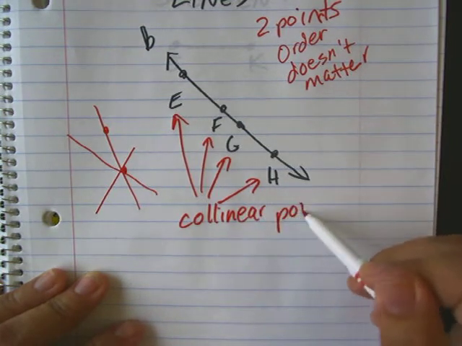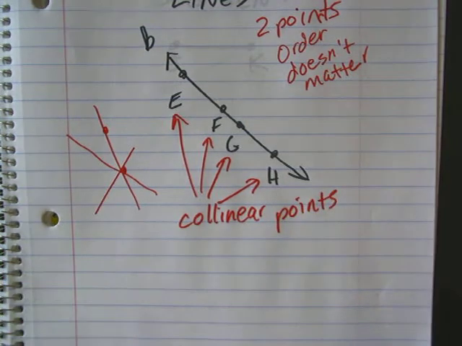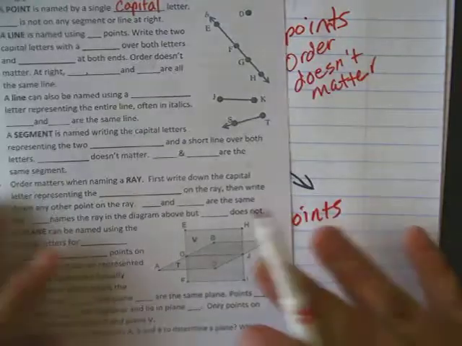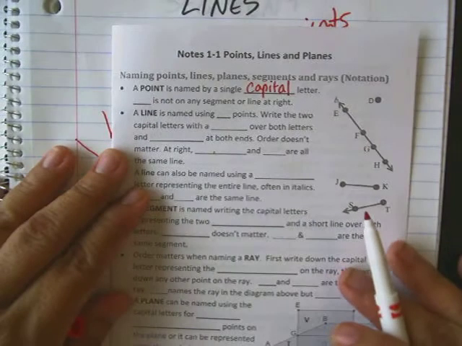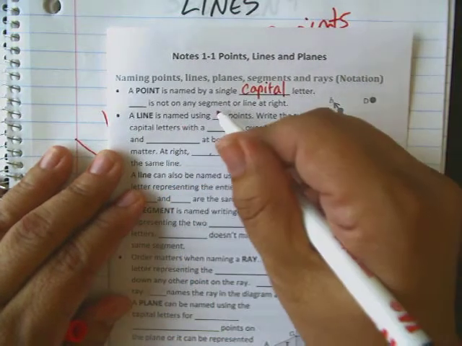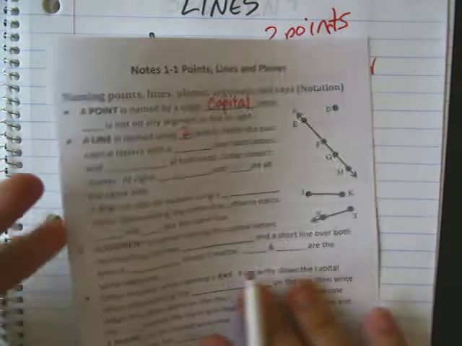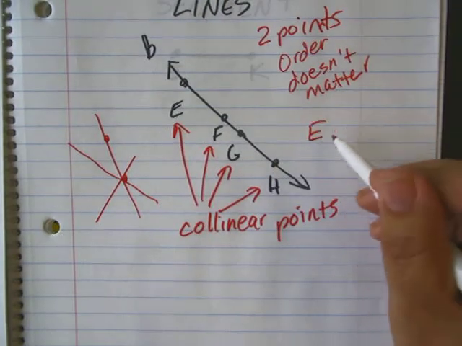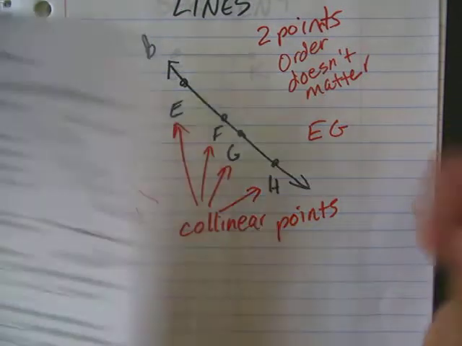Returning to our notes that you may be using, collinear points, a line is used to, oh, I forgot to answer this question. A line is named using 2 points. Write 2 capital letters, so let's go ahead and do this. This line could be E and G. 2 capital letters with a line over both letters.